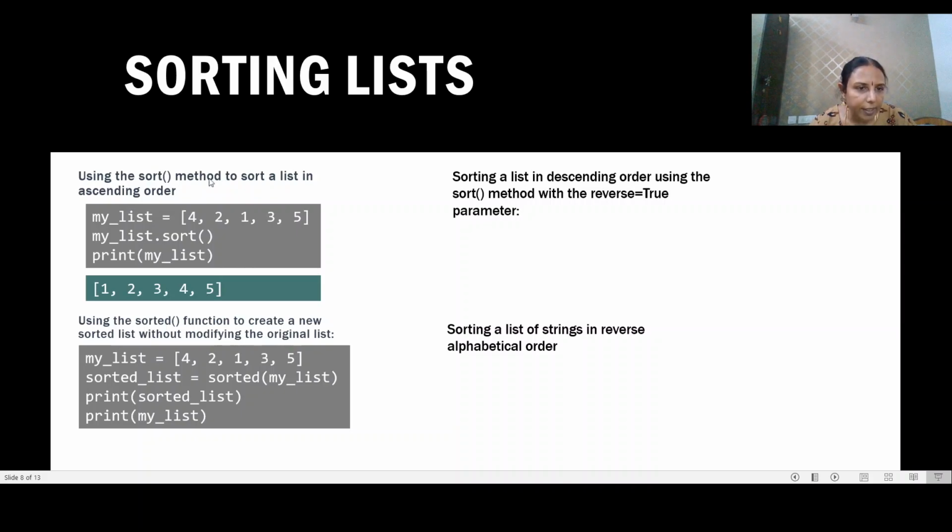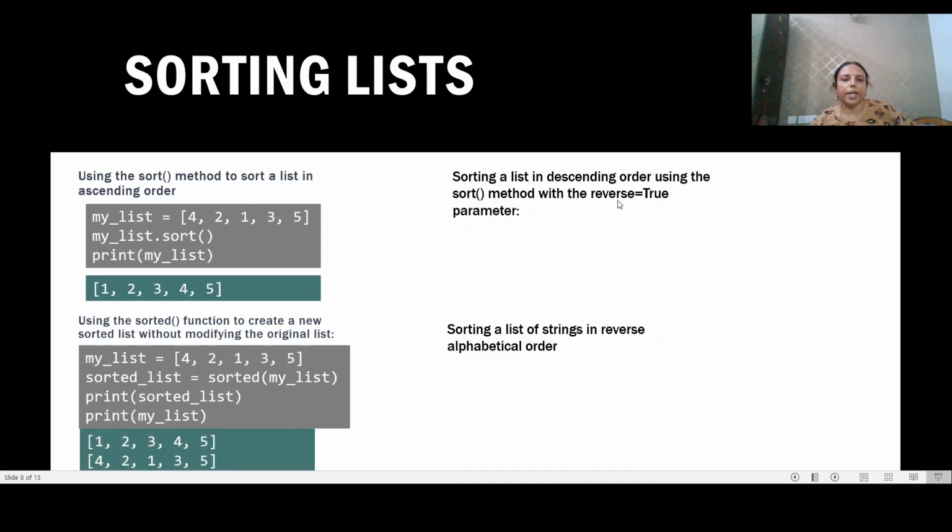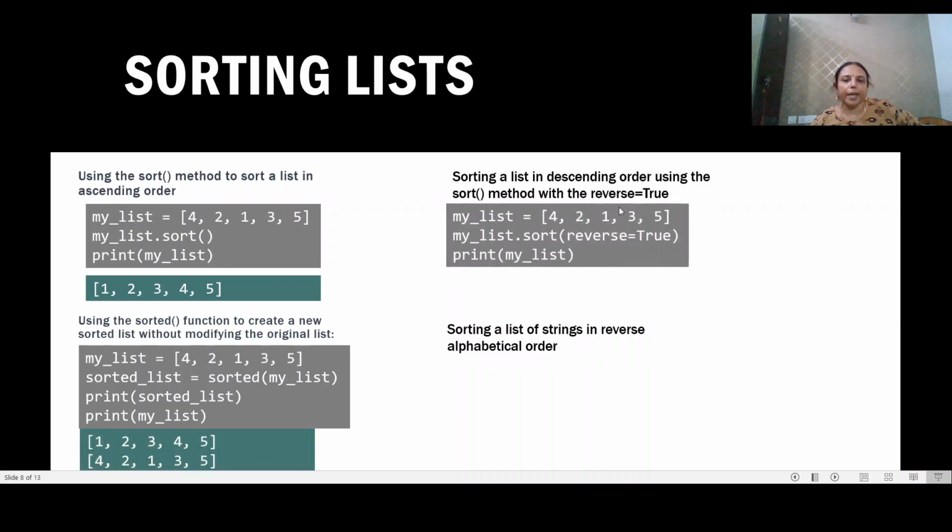This is a function, whereas sort is a method. Method means you have to associate it with the list name. Function means you can call it directly by supplying the parameter, my list. So this will give a sorted list, where you will have the original list as well as your sorted list. And you can also sort a list in descending order using the attribute reverse equal to true. So let us see how this will be done.